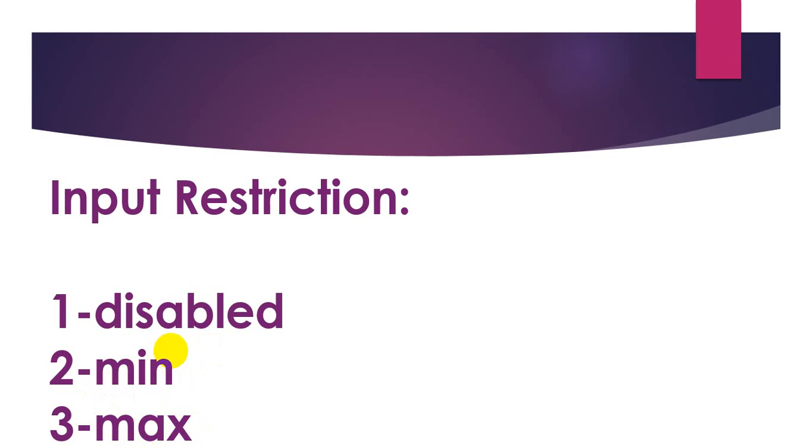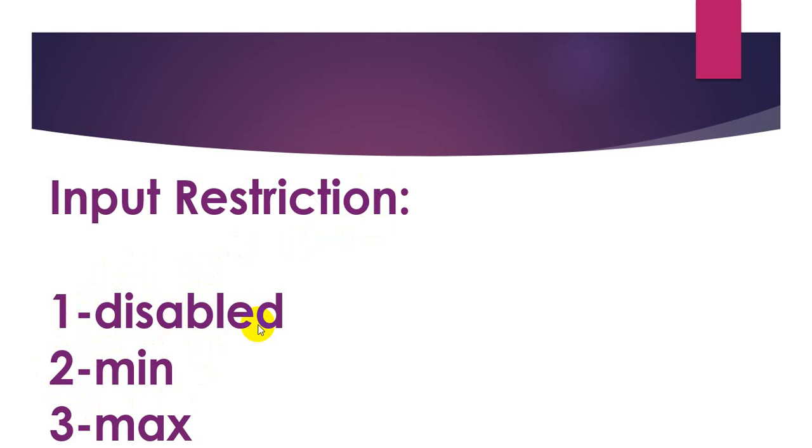Max is the maximum. The max attribute is used to assign the maximum range and the min attribute is used to give the minimum range. So we will see this in coding. By using coding you will understand it in a better way.